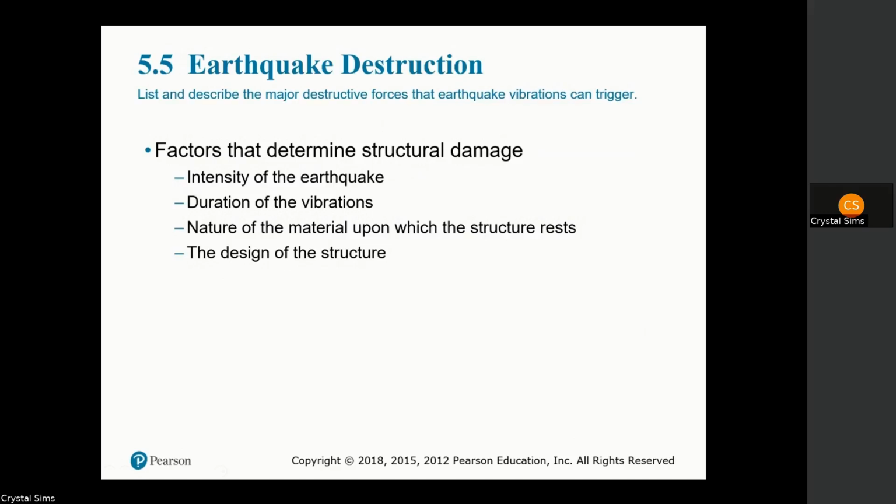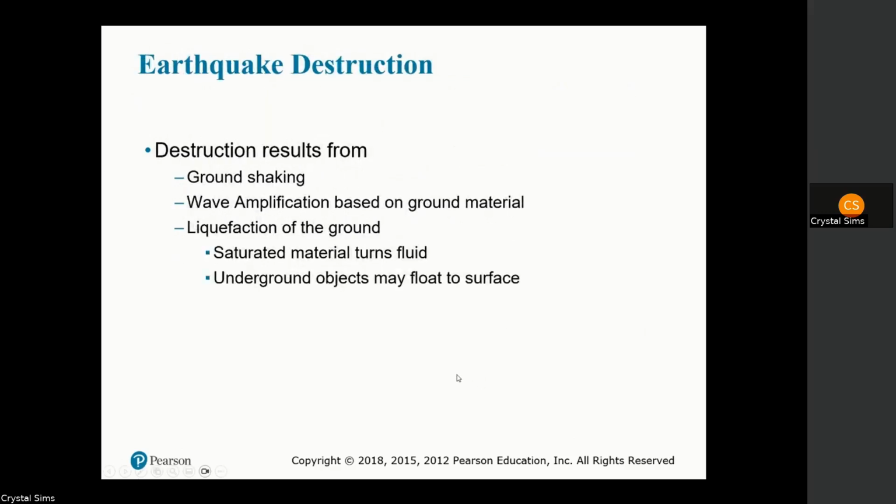What is the material where the structures are located? Is it silt? Is it sandy, clay, bedrock? So what type of material are we talking about? And then how is the structure designed? Is it designed to be able to withstand earthquakes or not? So we know destruction results from ground shaking. That can lead to wave amplification based on whatever that ground material is. So some types of ground material are going to amplify the waves, make them worse than other types of ground material. And then we have something called liquefaction.